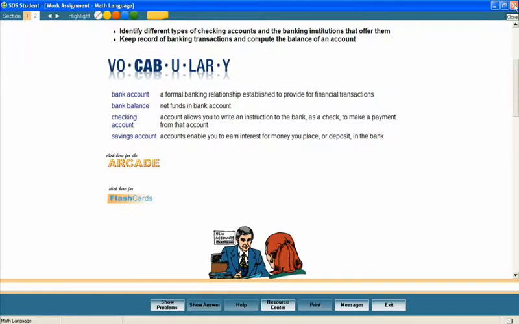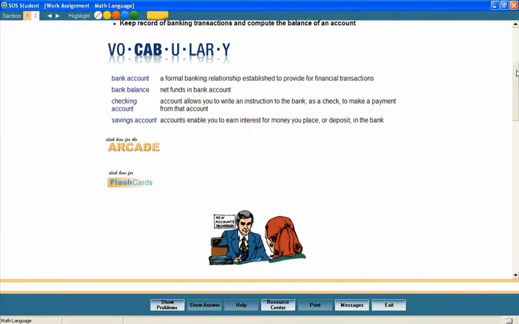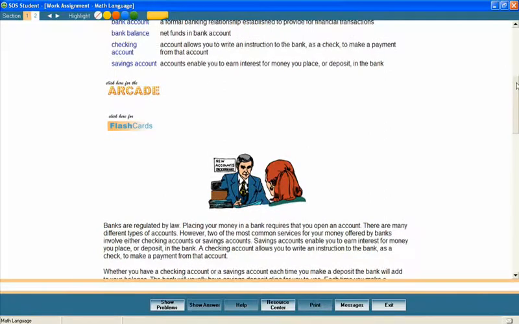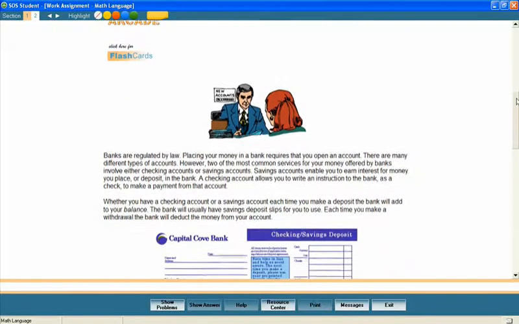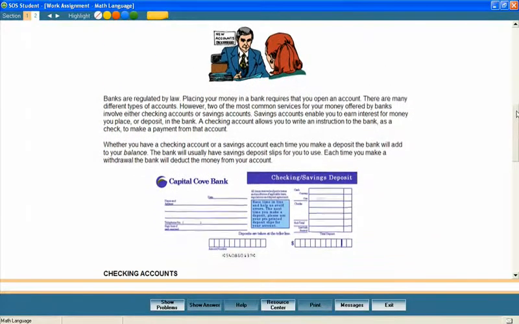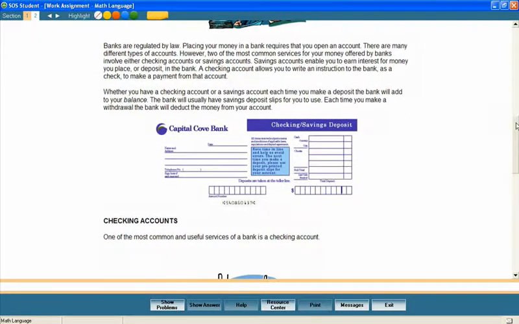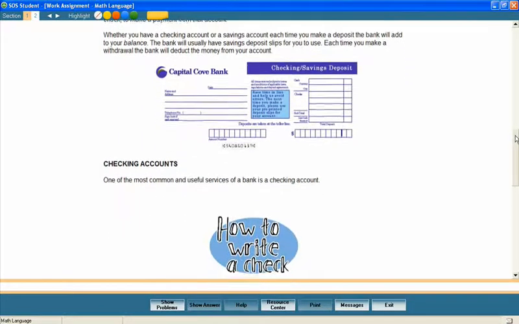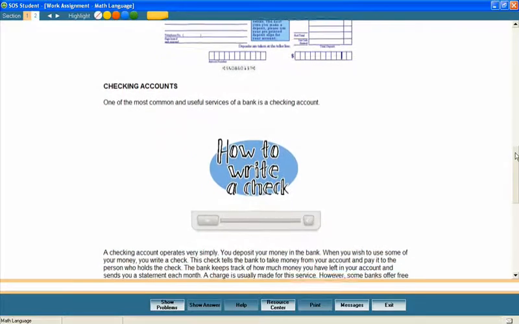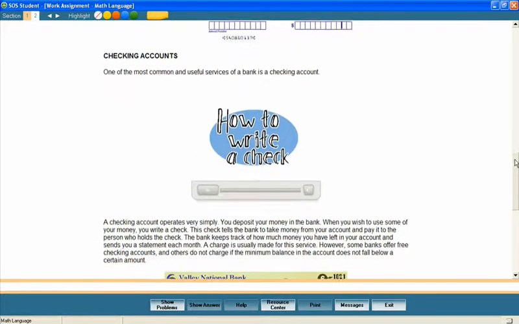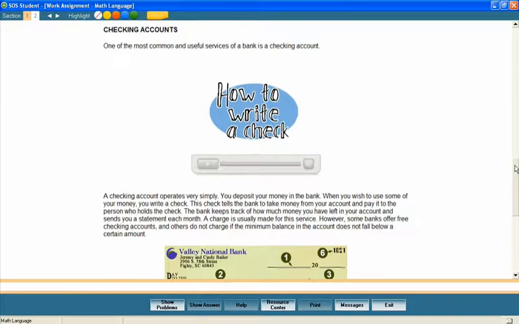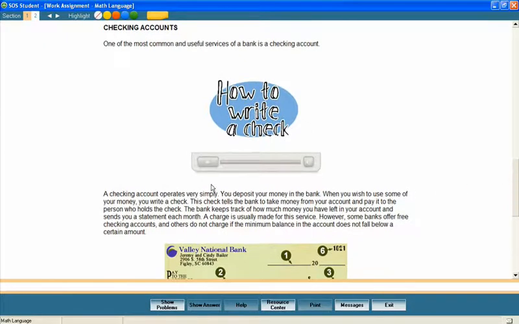After this introductory material, your student moves independently through the lesson, reading the text-based instruction and utilizing the multimedia features that have been provided. A variety of audio-visual presentations, including videos, slideshows, and animations, provide reinforcement of lesson content. Here's an example of a video that helps students understand how to write a check.